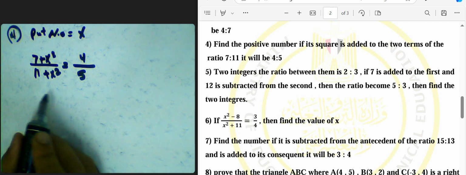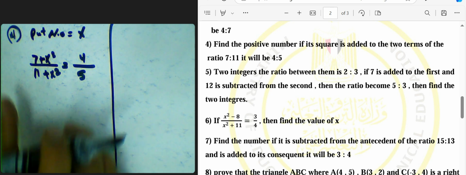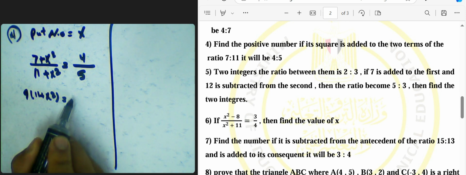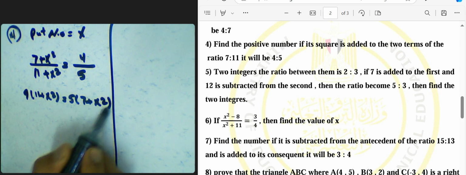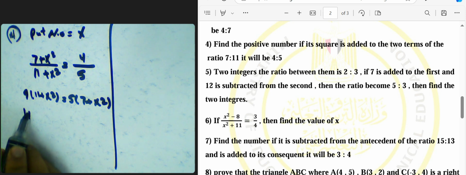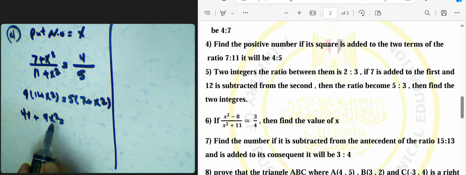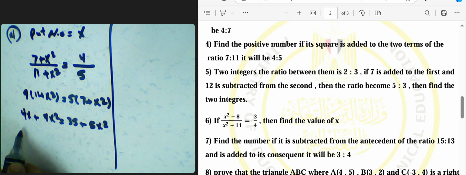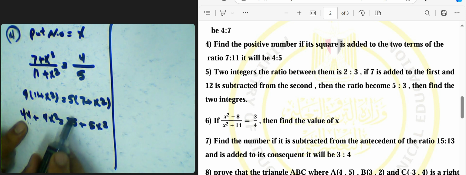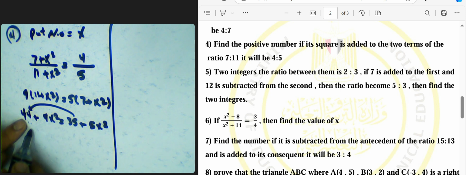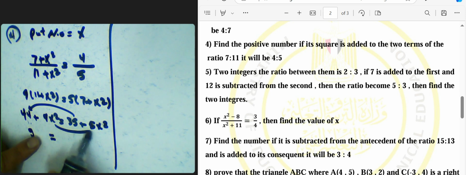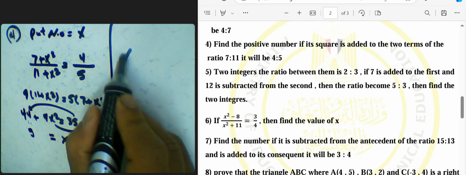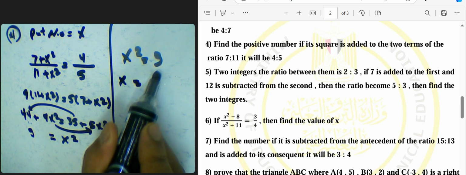And then you can use the property, the product of extremes equals the product of means. 4 times (11 plus x power 2) equals 5 times (7 plus x power 2). 4 times 11 will be 44 and 4 times x power 2 will be 4x power 2. 5 times 7 equals 35 and 5 times x power 2 is 5x power 2. And then we have 44 subtract 35, it will be 9, and 4x power 2 subtracted from 5x power 2 will be x power 2. Then for the value of x, we write the square root of 9, it will be 3.